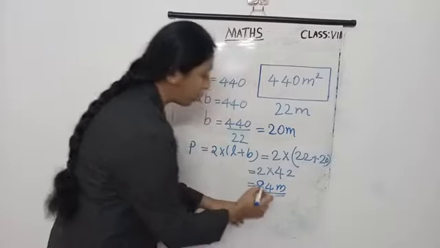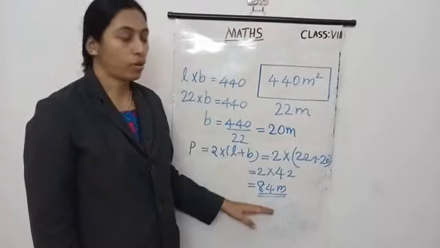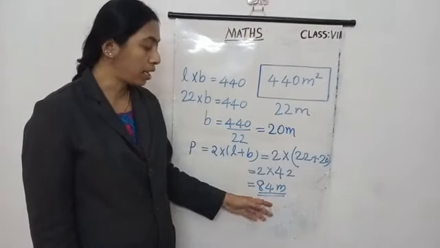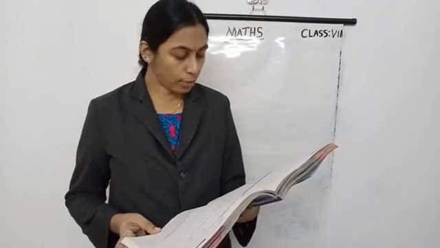So do the multiplication in your workspace. So we get breadth 20 meter and its perimeter as 84 meter. Did you understand?